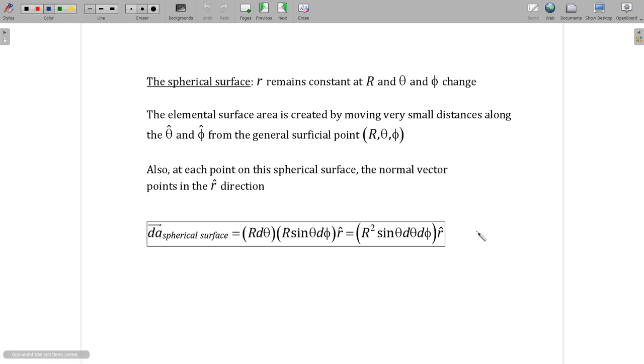That surface has r fixed. So the small distance in the theta direction is r d theta, and the small distance in the phi direction is r sin theta d phi. So the product of the two gives me the area of the infinitely small rectangular patch on the spherical surface, and the direction would be r cap.